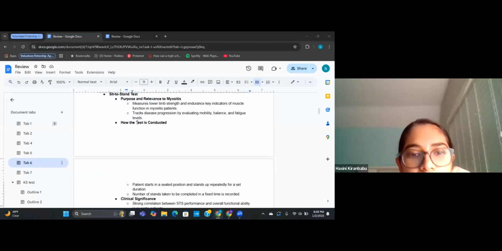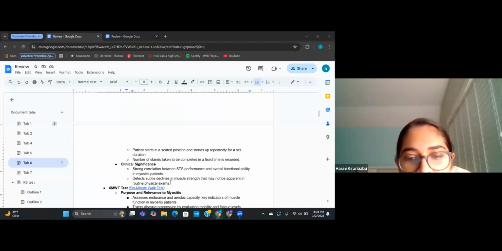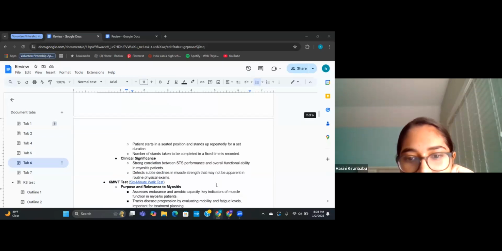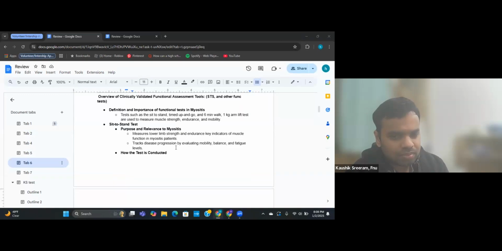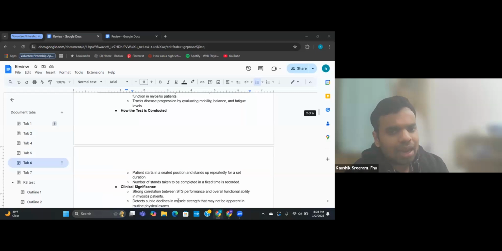Yes, this one covers purpose, relevance to myositis, and how the test is conducted. I had a clinical significance section, but I think I might just delete or edit this part because it does seem a little repetitive. Correct. This part could just be integrated into purpose and relevance. Yes. And I would just say, how is the test currently conducted and what is the potential, right?